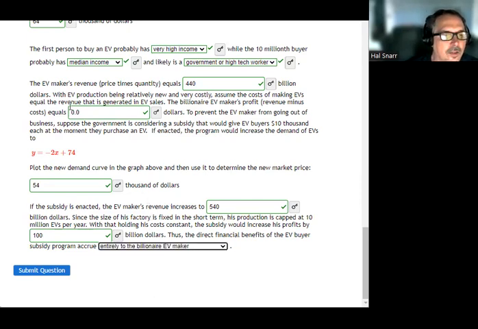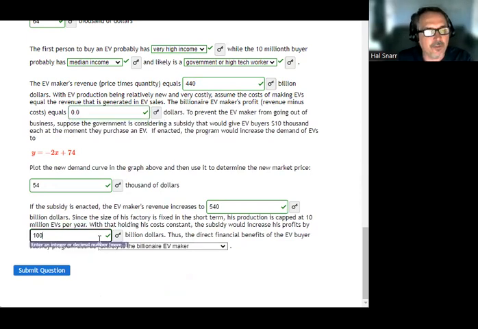So the billionaire EV maker was on the cusp of maybe bankruptcy. If the economy goes into recession, all of a sudden people aren't going to buy electric vehicles. He can't pay his loans and he goes out of business. But with the subsidy, it keeps him in business, and all the direct financial benefits of the program go to the billionaire. They don't accrue to the buyer. And that's my demonstration. Thank you.